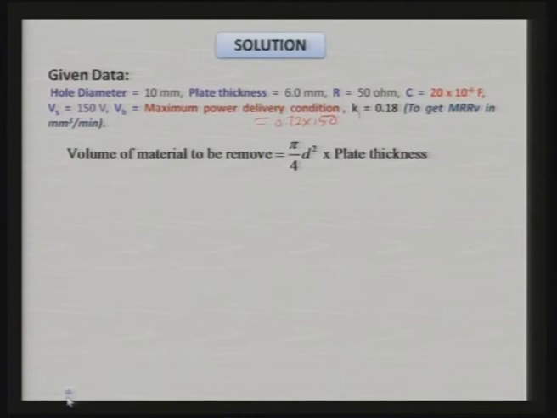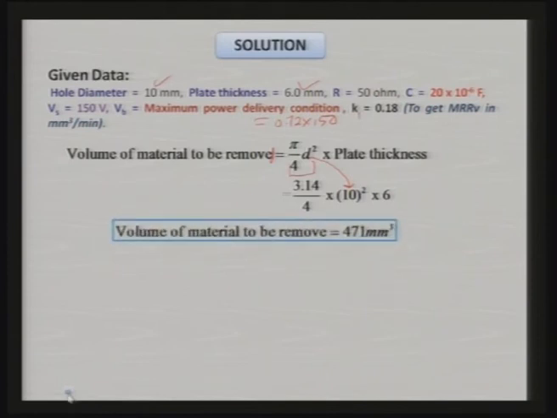So, what is the volume of material to be removed in drilling this particular hole? That is equal to pi by 4 d square, which gives you the cross sectional area of the hole to be drilled, times the plate thickness. Substitute the value of d, that is 10 millimeter as the diameter of the hole, and the thickness of the plate is given as 6 millimeter. Substitute these values and calculate, and you will get 471 millimeter cube as the volume of the material to be removed during the drilling operation.